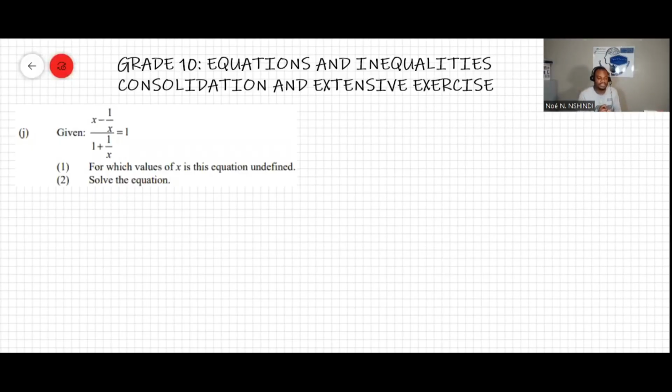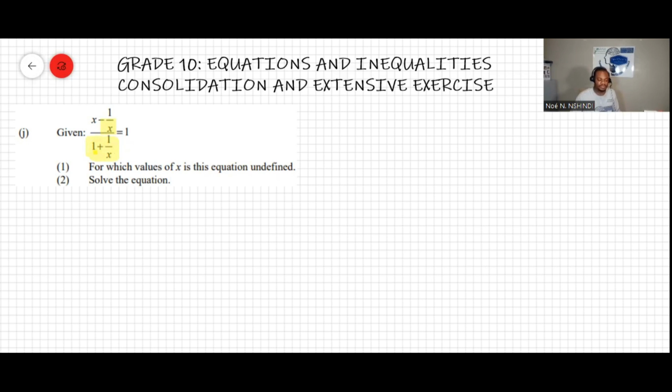We have another question here that says, given this expression equal to 1, for which values of x is this equation undefined. Well, the expression will be undefined if the denominator here is 0. Understand that it's a fraction over another fraction. This whole fraction is also a denominator.